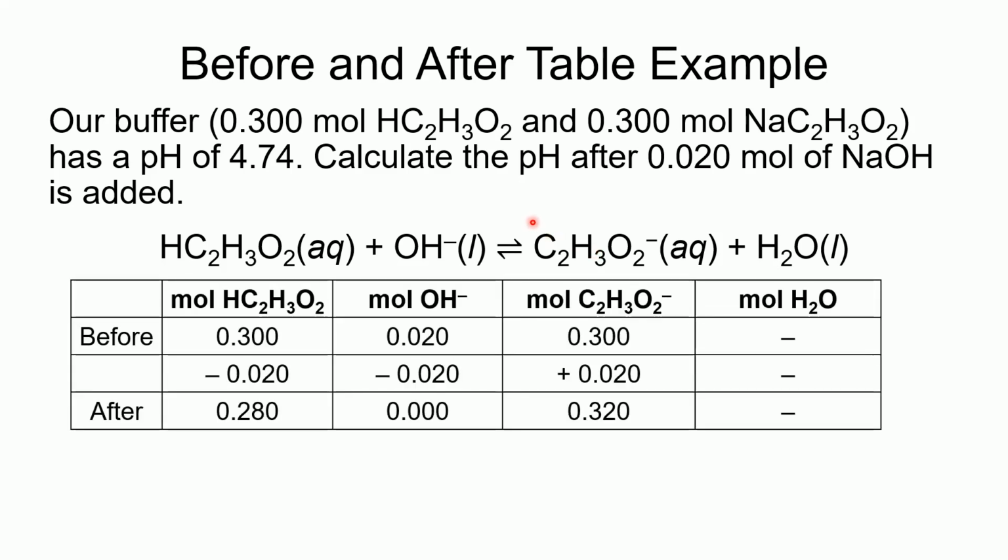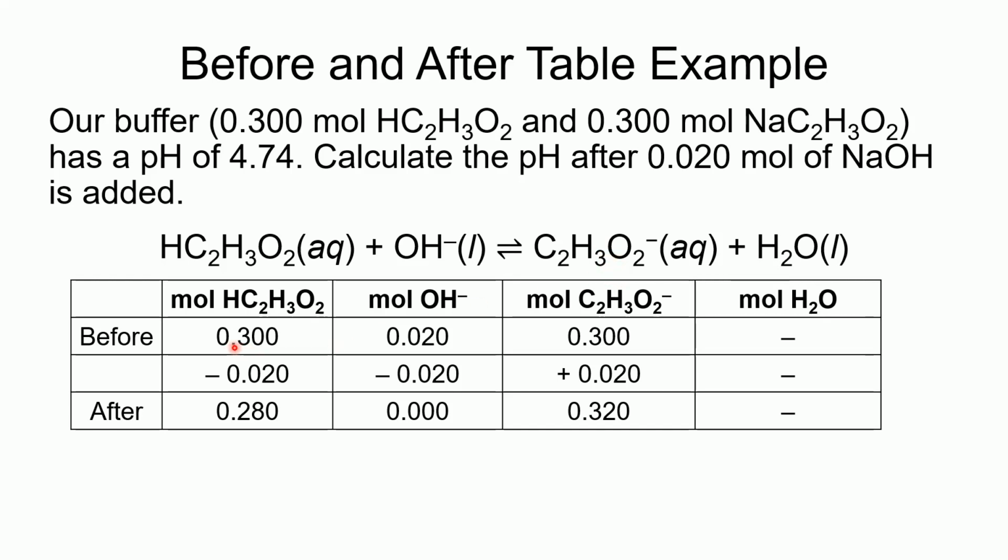So here is a before and after table. Again, the key difference between a before and after table and a concentration table or ICE table is that ICE tables have concentrations in them. Before and after tables have numbers of moles. So our numbers of moles of acetic acid and acetate were both 0.30. Acetic acid is our reactant, hydroxide is our reactant, and this is going to be a product.